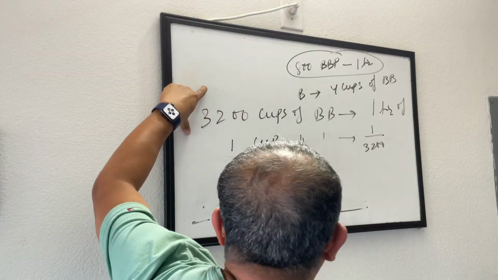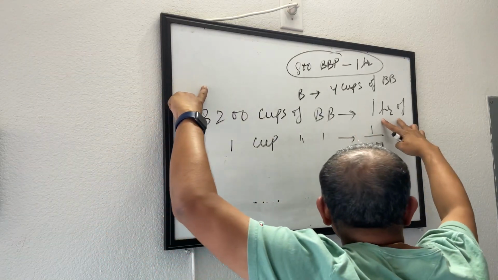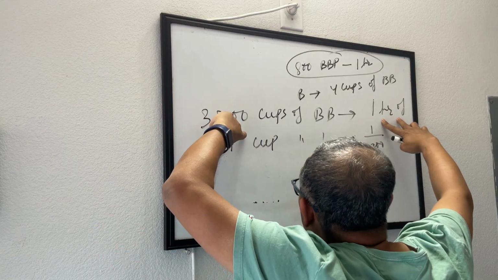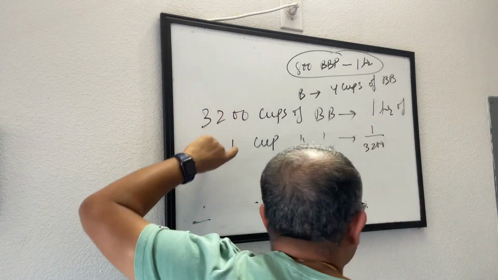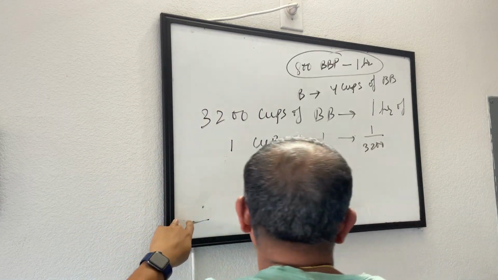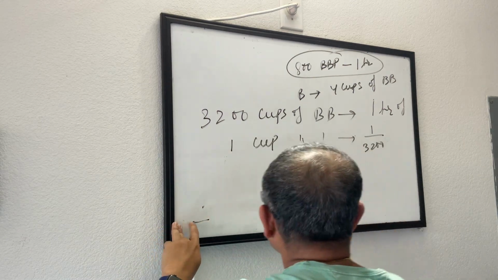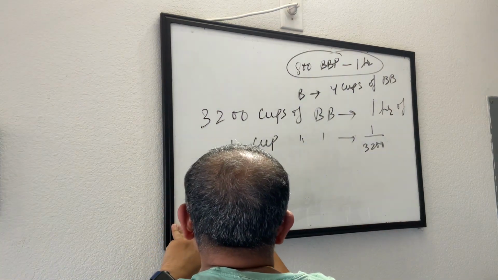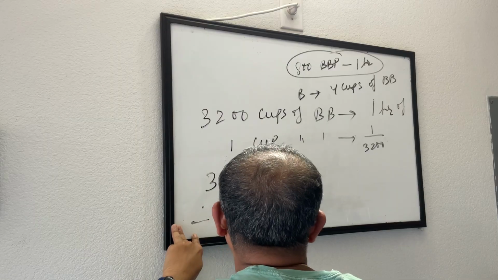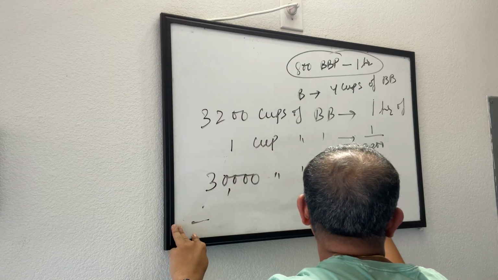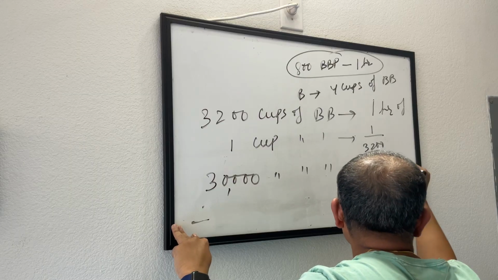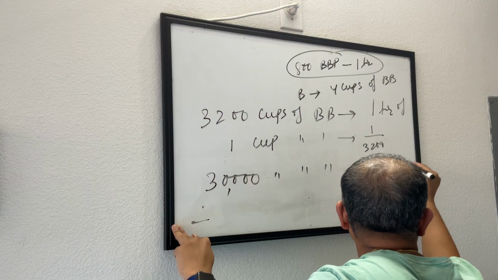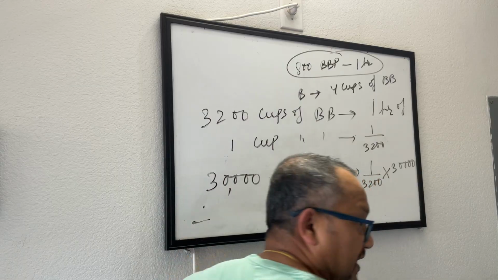So 3200 cups of blueberry can be baked in 1 hour. So 1 cup of blueberry will take much less time. That is when you end up dividing it. Now we know that 1 cup of blueberry can be baked in this many hours. If I had to bake 30,000 cups of blueberry, how much time will it take? Whatever it takes for 1 cup of blueberry, multiply that with 30,000.